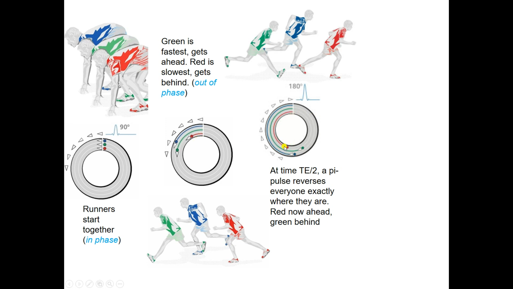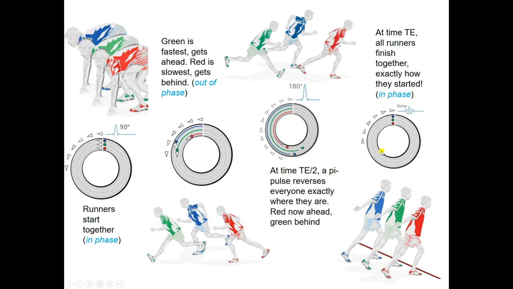Now, red, who is slowest, is now out in front of everybody because he's got the shortest distance to go to get back. Green was way out in front, but he's now got the furthest distance to go to get all the way back around. Importantly, the time we apply this pi pulse occurs at a time called TE over 2, right? The echo time divided by 2. Why is it TE over 2? Because if you wait the exact same amount of time it took TE over 2 to get here, it'll take exactly TE over 2 to get back to where they started.